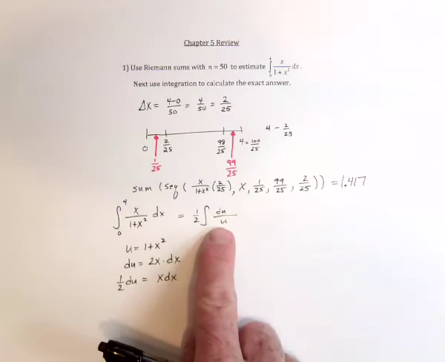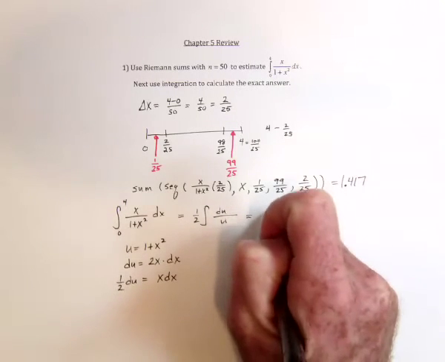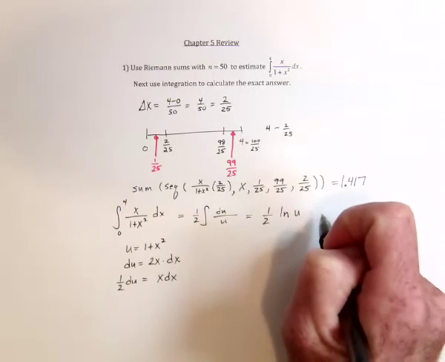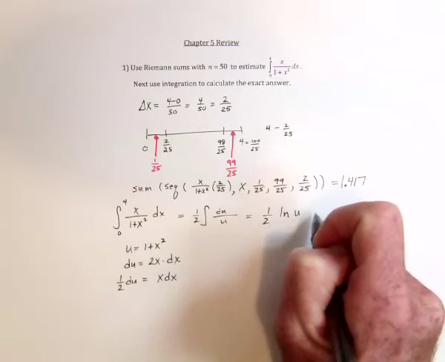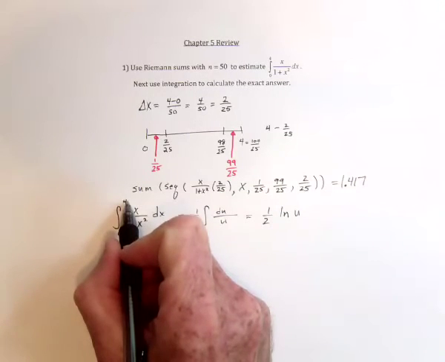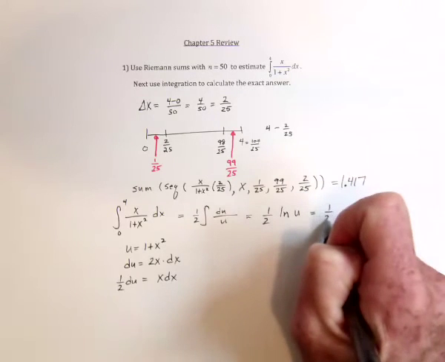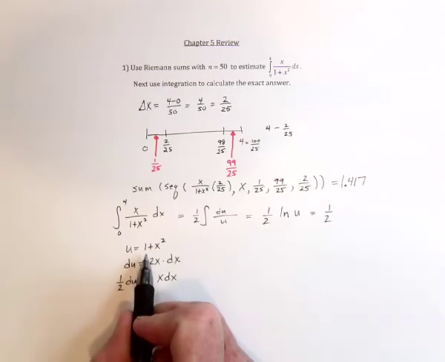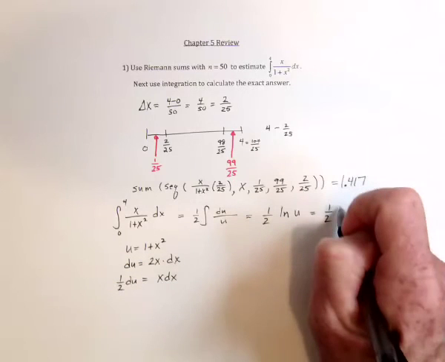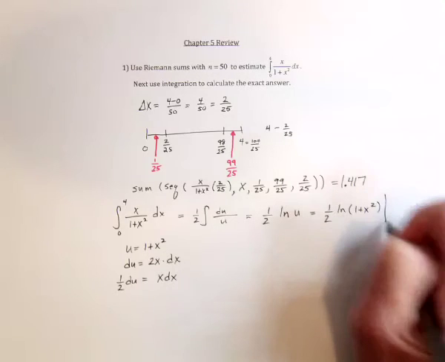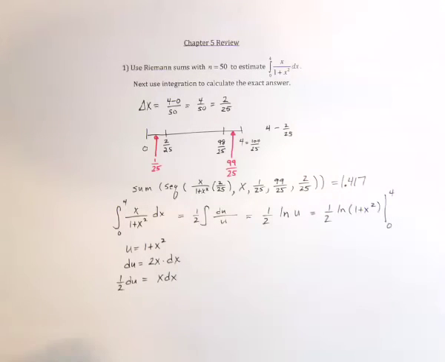The next thing to do is recognize this comes from the natural log function. So the antiderivative would be the natural log of u. And we don't need to put plus a constant because we're going to be substituting these numbers in. But I should change it back to the x's, so replace u with 1 plus x squared. So it's natural log of 1 plus x squared. And now put the 0 and the 4 back.